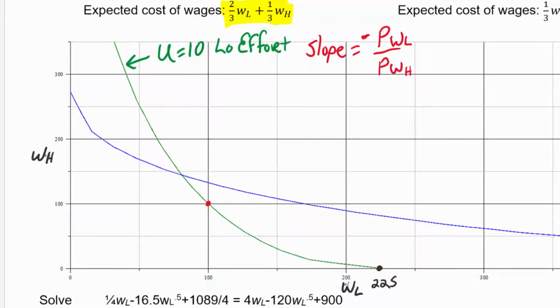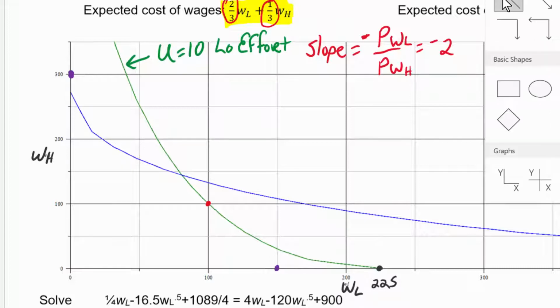Well, since there's a 2/3 chance that we're going to have to pay the low wage, then the low wage costs 2/3. And the price of offering $1 for a high wage, well, there's only a 1/3 chance we're going to have to pay it, so that costs 1/3. So the slope here is going to be 2/3 over 1/3, or -2. And here's what the ISO cost would look like for this particular solution: $300 for the high wage, $150 for the low wage, and let's connect those with a line here.